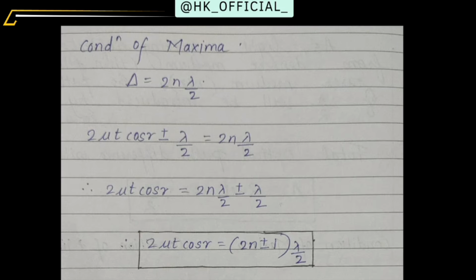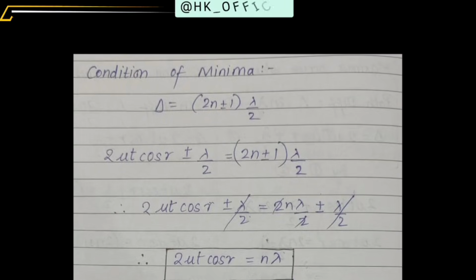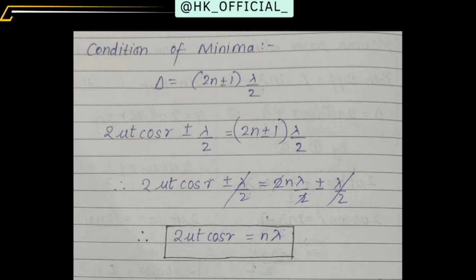Now we'll go to the condition of minima. In the condition of minima, the delta value is the odd one. So 2n plus minus 1 into lambda by 2 is the odd value that is given to delta. We all know what delta is, which we have found out. It is nothing but 2 mu t cos r plus minus lambda by 2. It is equal to 2n plus minus 1 into lambda by 2.